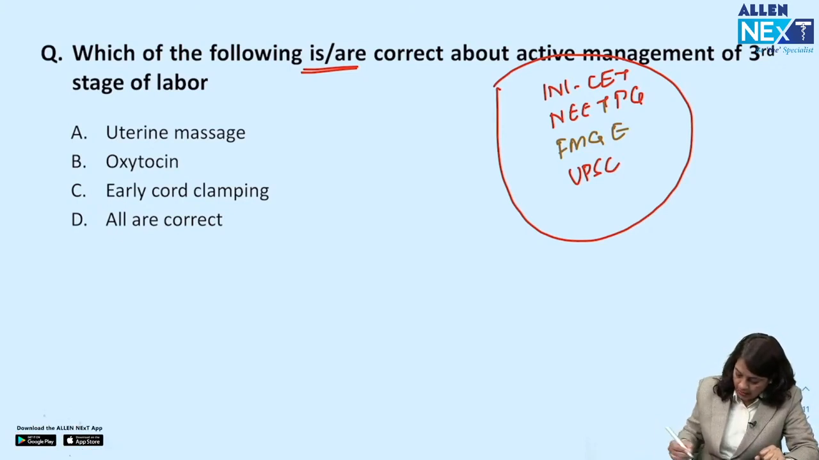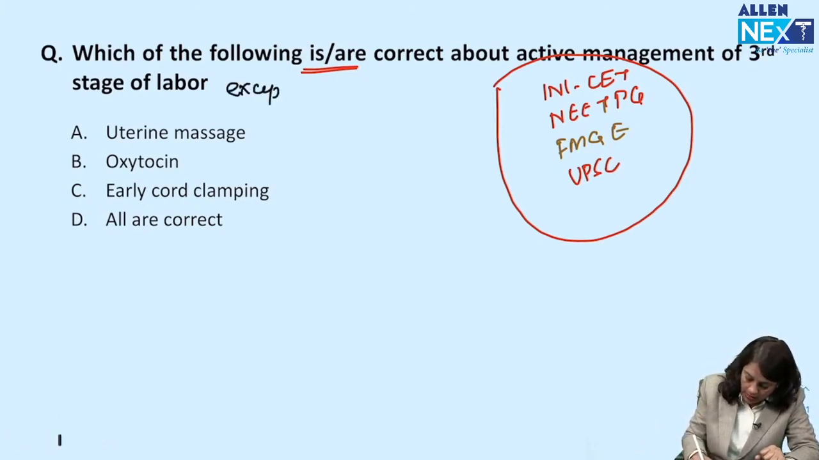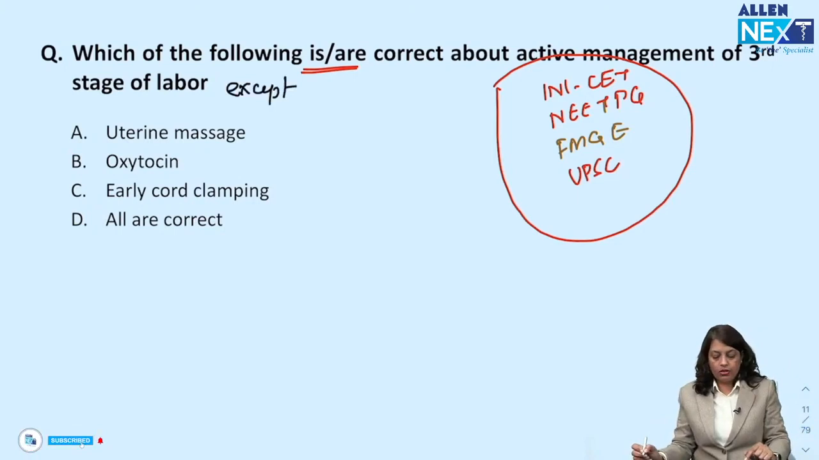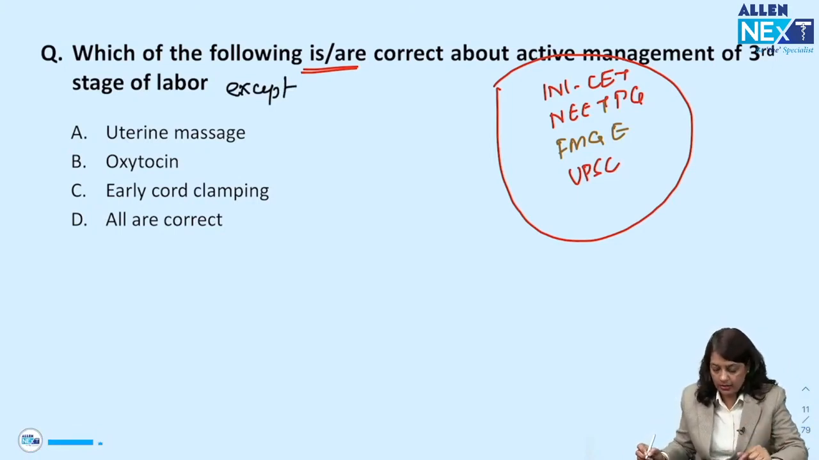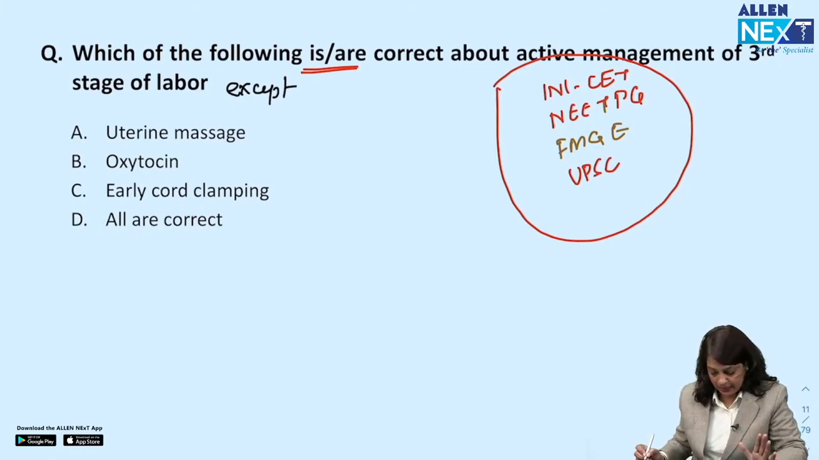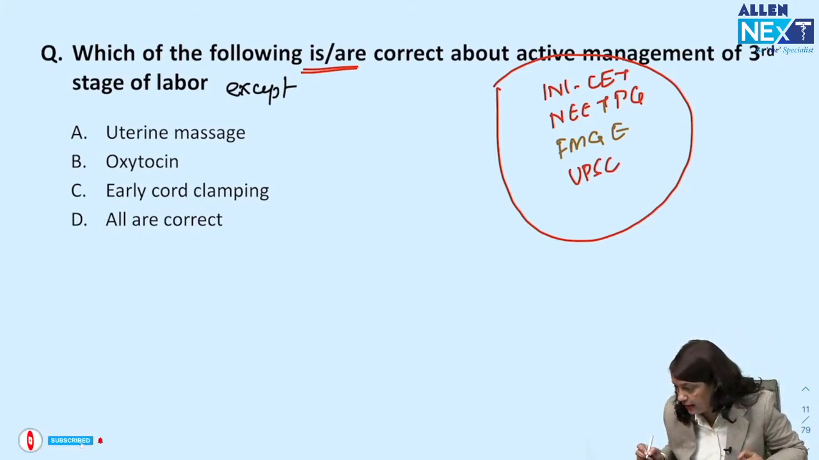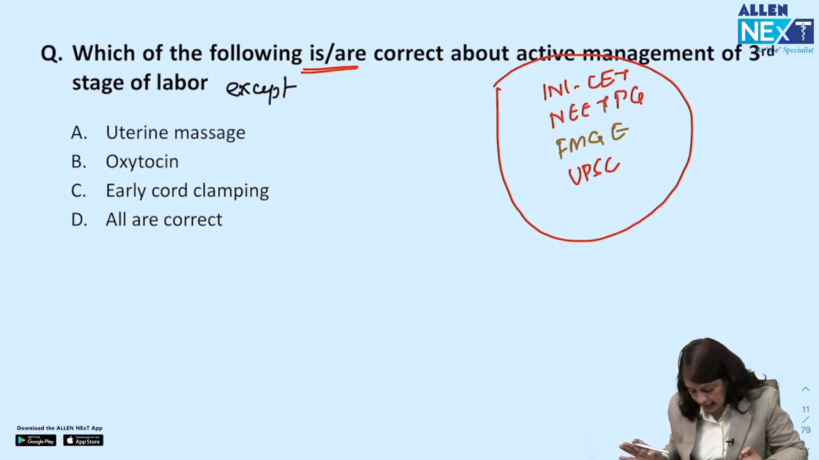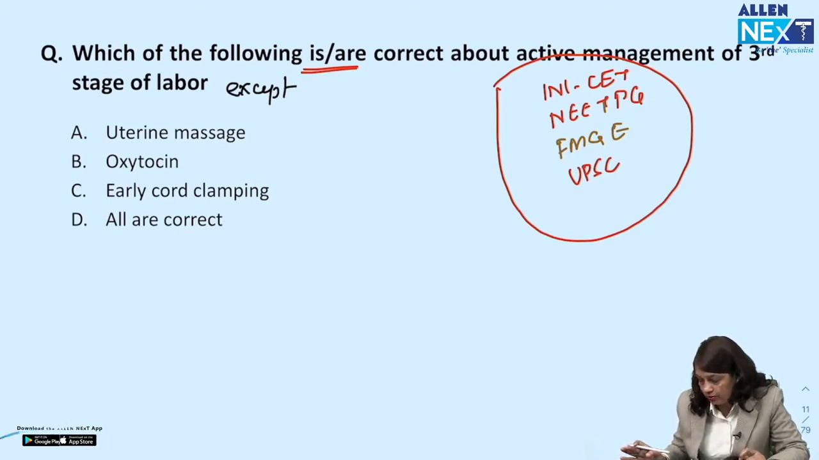In this question I want to modify, because the original question I had given was: which of the following are correct about active management of third stage of labor, except. So please mark your answers accordingly. Except, yes, early cord clamping is never done, correct. And number 2, which is wrong? Oxytocin is given, my dear friend.